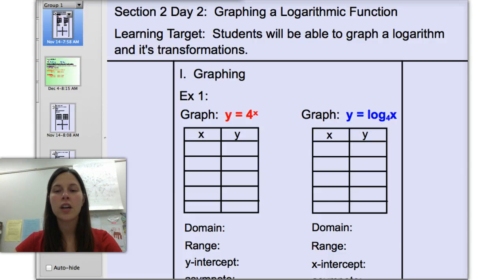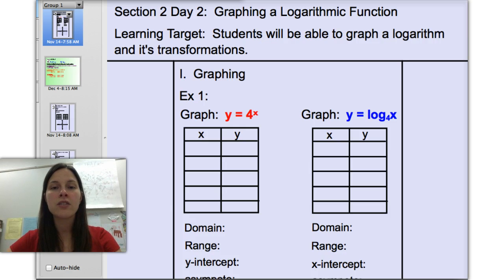Today we're going to take a look at graphing logarithmic functions. Since logarithms aren't the easiest to evaluate, we usually use exponentials to evaluate them. That's exactly how we're going to graph them as well. So we're going to start by creating a t-chart for 4 to the x, and then remember inverses switch the x and the y. So because inverses undo each other, they switch the x and the y value.